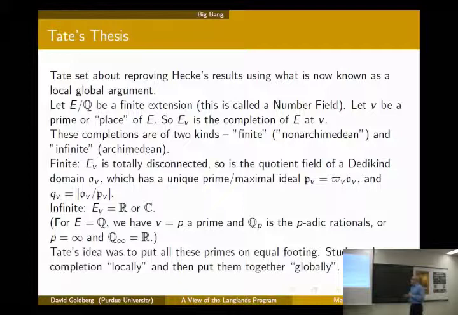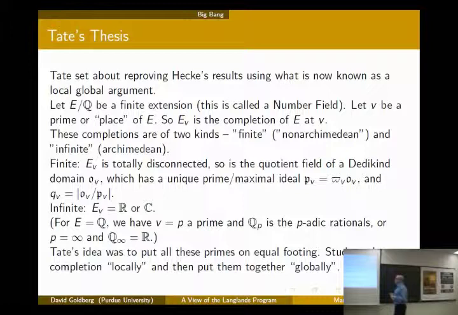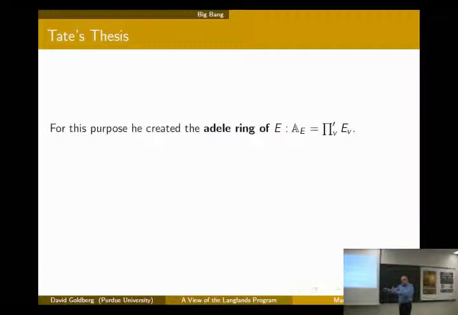Right? So Tate's idea was to put all these primes together on equal footing. Essentially, you could think that Hecke really just used this one, the real numbers, in some really hard, as far as I understand, functional analysis. And so Tate's idea was to simplify this by looking at each prime, and then somehow putting together the information that he got from each prime.